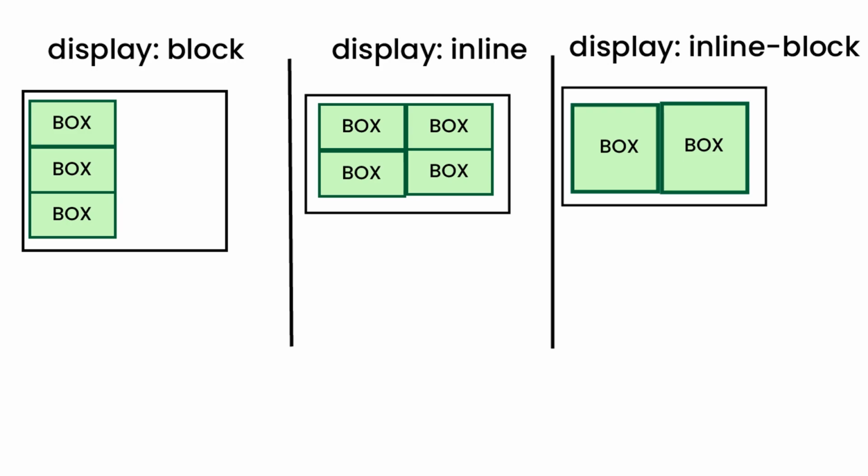Inline block elements combine the best of both. They sit next to each other like inline elements, but they respect width and height like block elements. That's what you see in the third section. Side by side boxes with defined dimensions. Choosing the right display type affects layout, spacing, and flow, and is fundamental to CSS layout control.